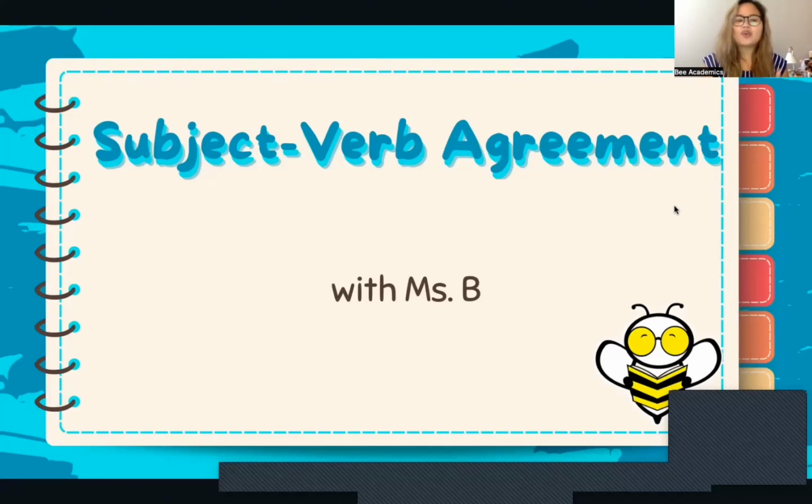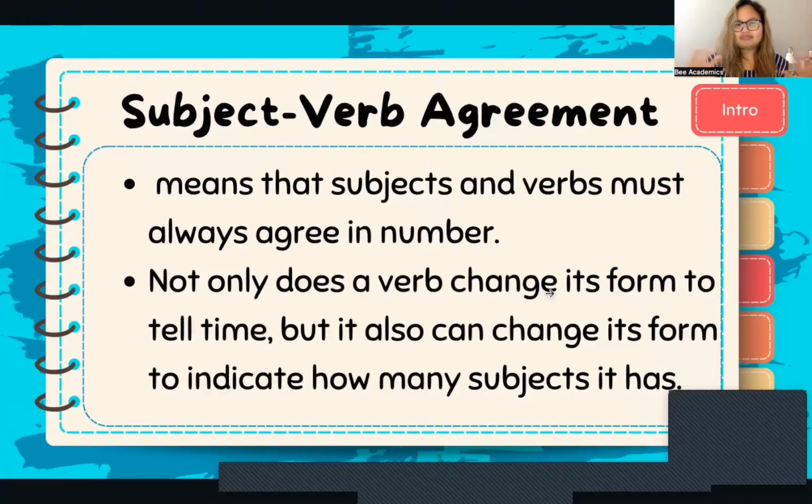Today we are going to learn more about subject-verb agreement. We simplified the rules for everyone to understand it a lot simpler, a lot better. Okay, to start, let's just go for basic first. So what do we mean when we say subject-verb agreement? It means that the subjects and verbs must always agree in number. Not only does a verb change its form to tell time, but it also can change its form to indicate how many subjects it has. So that's basically the framework of what is subject-verb agreement.